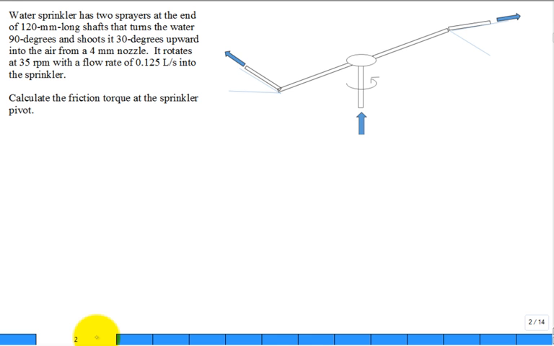Let's solve this problem. So we have a water sprinkler. It has two sprayers at the ends, and they're both 120 millimeter long shafts. So from this point to that point, it's 120 millimeters. It's in the middle, sorry. From this point to that point is 120 millimeters. Then the water is turned 90 degrees, and then it shoots up 30 degrees. So you see what's happening?